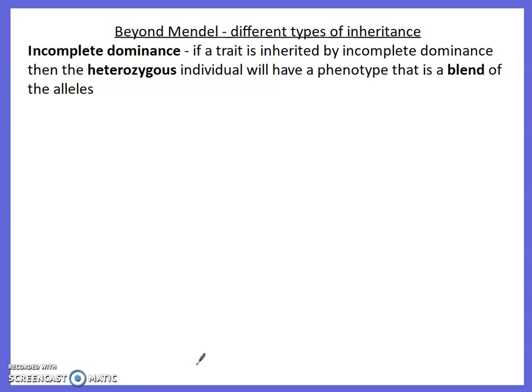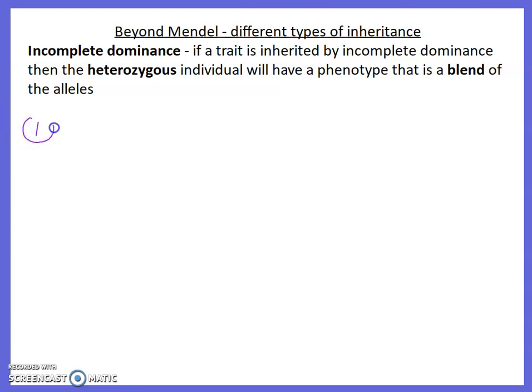Whenever we're looking at incomplete dominance, we're really just looking at a different way to interpret what the Punnett square shows us. Incomplete dominance is a trait that is inherited where both of the alleles have equal influence, so one is not dominant over the other. This means that whenever we have a heterozygous individual, the phenotype is going to be a blend of both of the alleles. So we won't see either of the alleles, we'll see just some blend of it. We're going to do number 1 as the example for this.